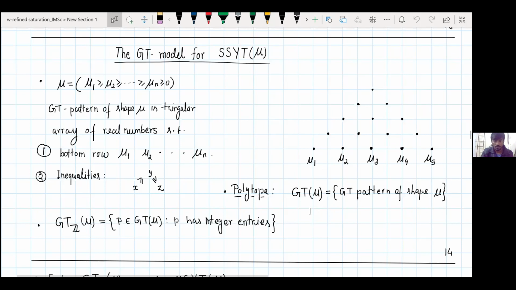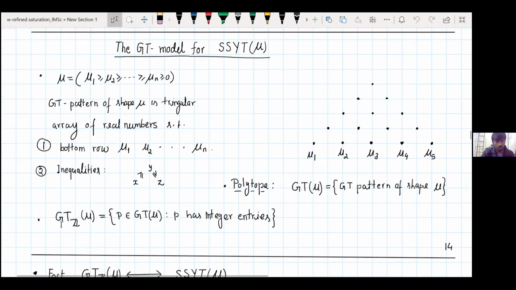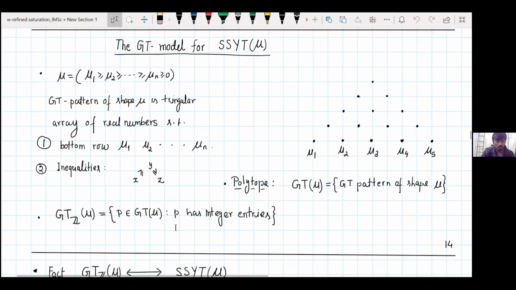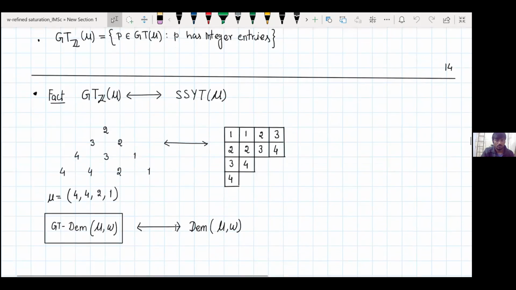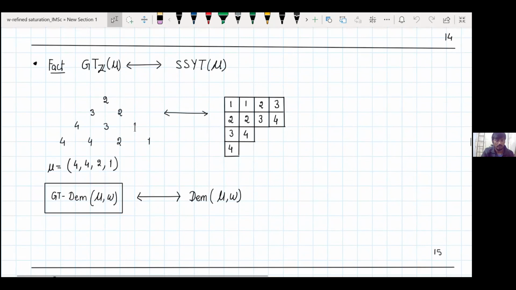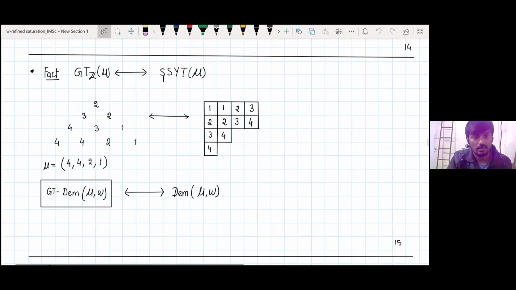But we are not interested in all the real solutions of this polytope. We want to talk about the integer solutions, so take GT_Z(mu), that is, p in GT(mu) with integer entries. There is one fact that GT_Z(mu) is in exact bijection with semi-standard Young tableaux, and there is a nice bijection by this diagram.